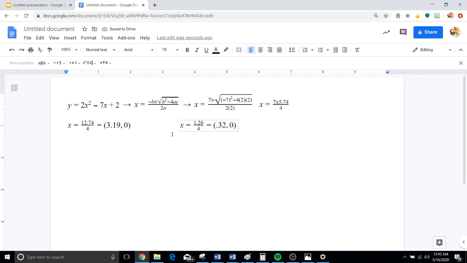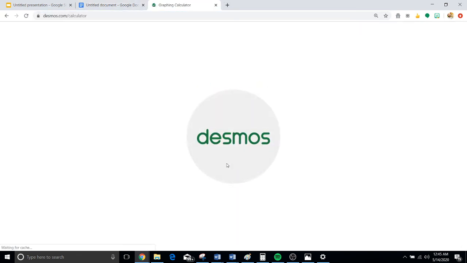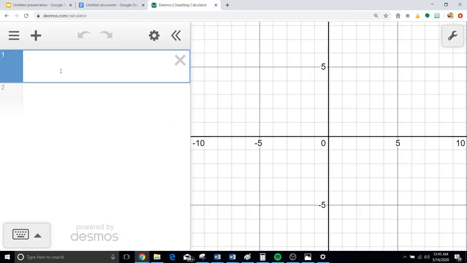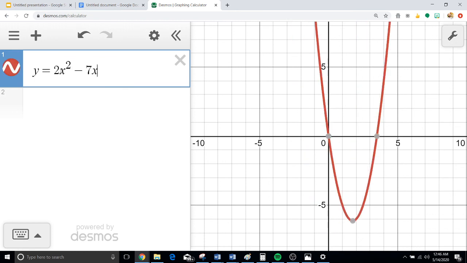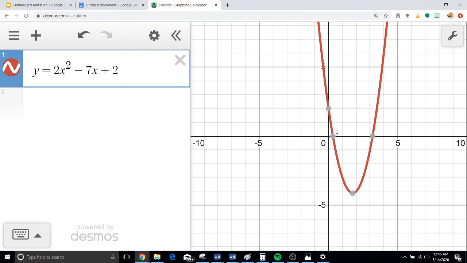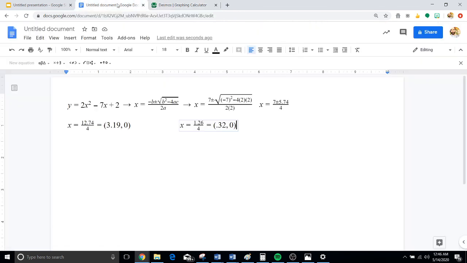Now we can go ahead and prove this just by opening up Desmos and plugging this in just to make sure that we have the right values here. So let's do that. All right, I believe it was y equals 2x squared minus 7x plus 2. And let's take a look at these values. We've got approximately 0.314. Over here, we have approximately 0.319. So even though this one's a little bit off from ours, it's still pretty darn close, I'd say.